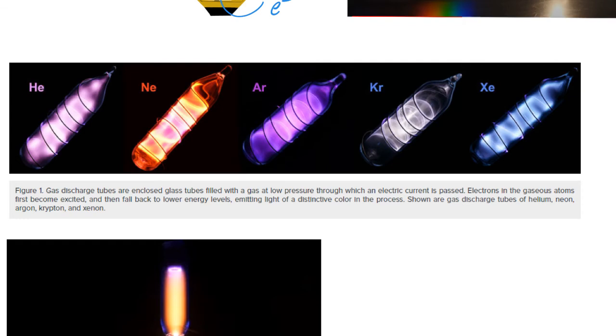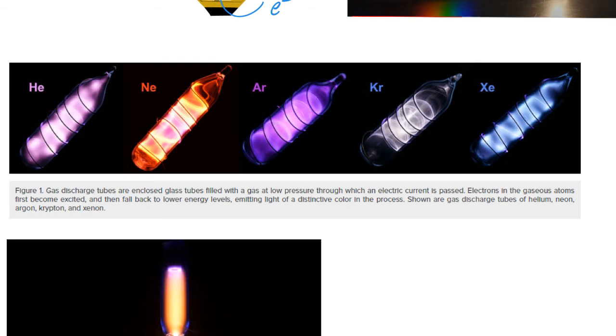Now, if we take these noble gases in these tubes, where they're the only thing in there, and plug them into a voltage source, that voltage source heats the gas up to very high temperatures. And you'll notice that you get very distinctive colors from the different gases in those tubes.